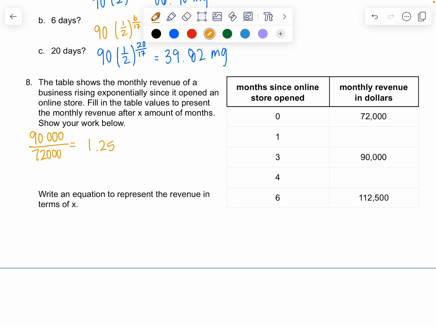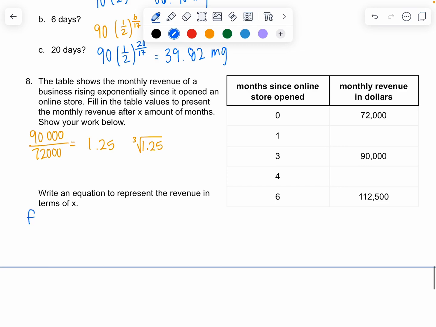Since that was for every third year, or that was on the third year, I'm going to do the cubed root of that. And this one is not a perfect cube. So I'm just going to keep it like that, because now I'm going to make the equation and then use that to fill in the table. Cubed root of 1.25 to the x, or that is 72,000 times 1.25 to the x over 3. And you can use that equation to fill in your table.